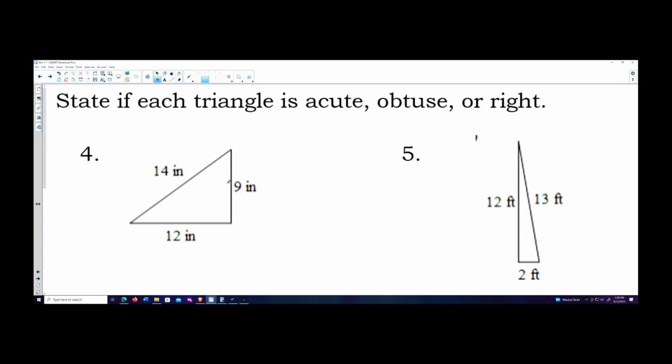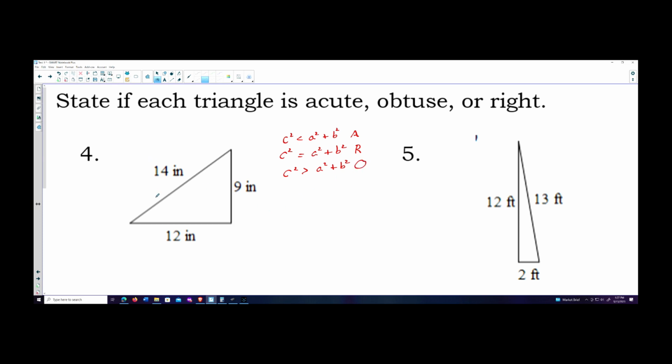Okay, moving on. State if each triangle is acute, obtuse, or right. The formula, remember: if c squared is less than a squared plus b squared, then we have an acute triangle. If c squared is equal to a squared plus b squared, then we have a right triangle. If c squared is greater than a squared plus b squared, then we have an obtuse triangle, right?